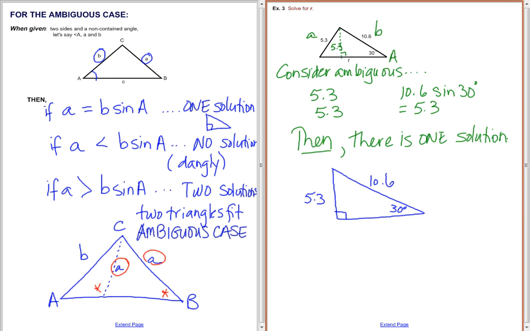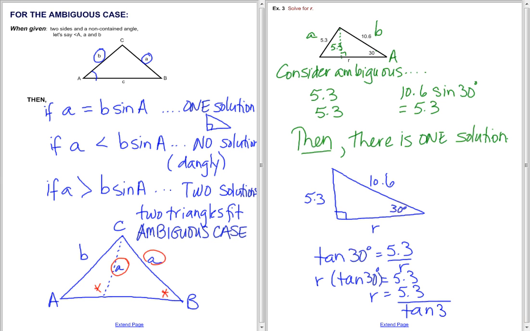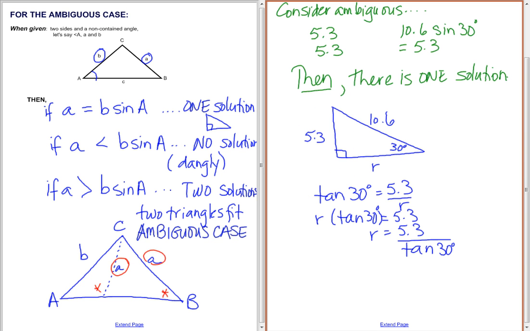Using SOHCAHTOA, I want this guy. I would use tan or cos because I want the adjacent side. So let's use tan. Tan of 30, opposite over adjacent, is 5.3 over R. To get R by itself, I'm going to multiply both sides by R and then divide by tan 30. R is 5.3 divided by tan 30. One answer for R, no other possibility.